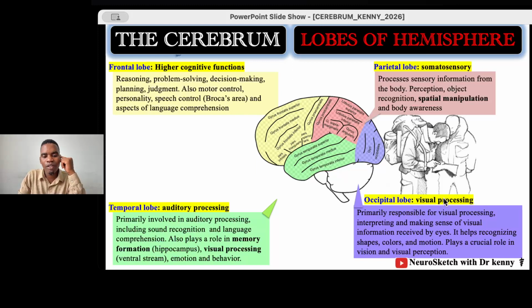As we've said, the occipital lobe is primarily known for visual processing, interpreting and making sense of the visual information. When you have damage of the visual cortex, you might be able to see, but you're not understanding what you're seeing, and that's a different discussion. We have a separate discussion on the visual pathway. We are going to talk about it.